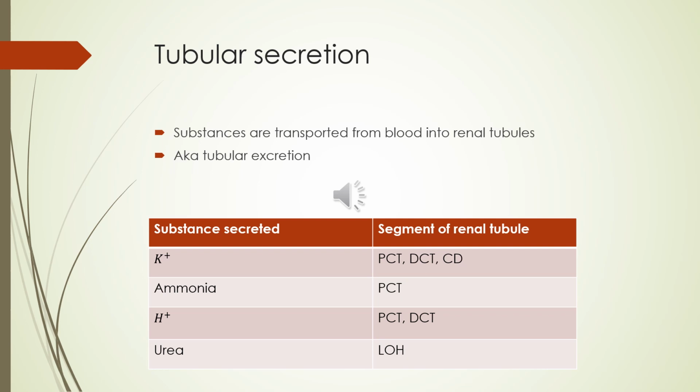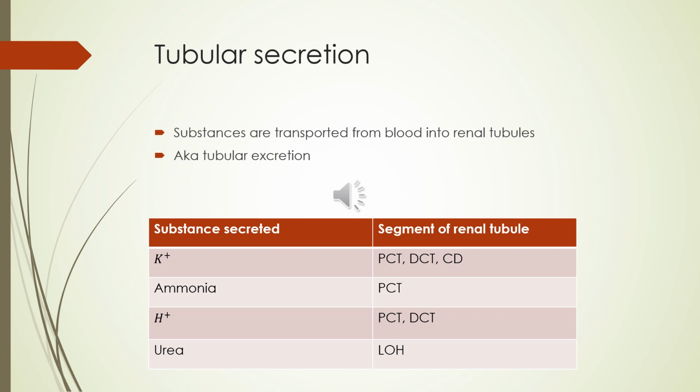Tubular secretion is the process by which certain substances are transported from the blood into the tubular fluid. It's also known as tubular excretion. In the proximal part of the nephron, we have seen certain substances that are secreted into the tubules, like para-aminohippuric acid, certain drugs, uric acid, etc.